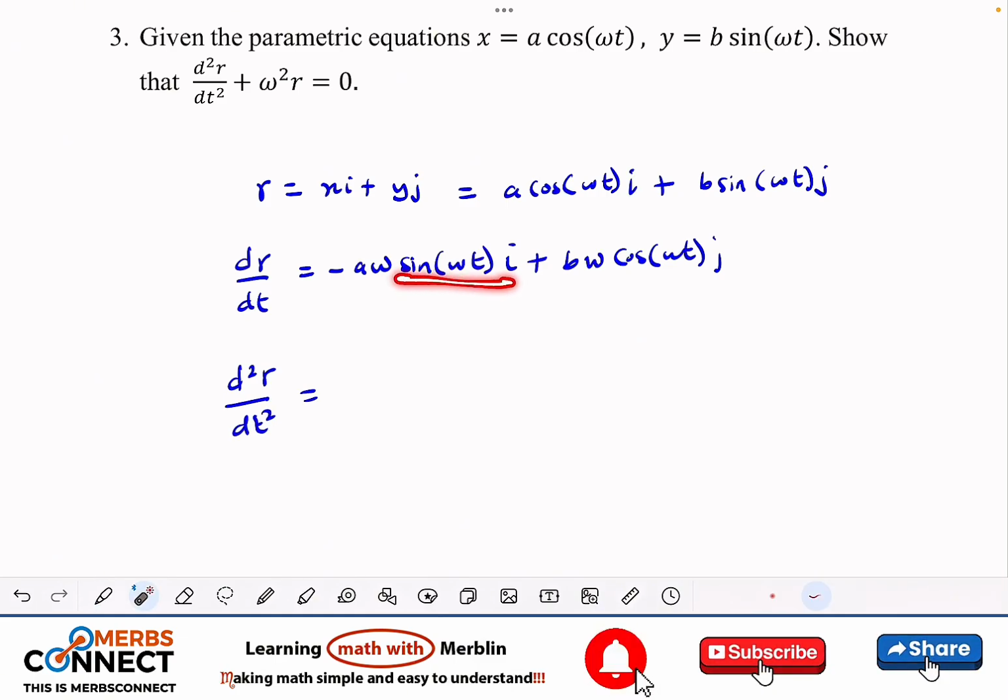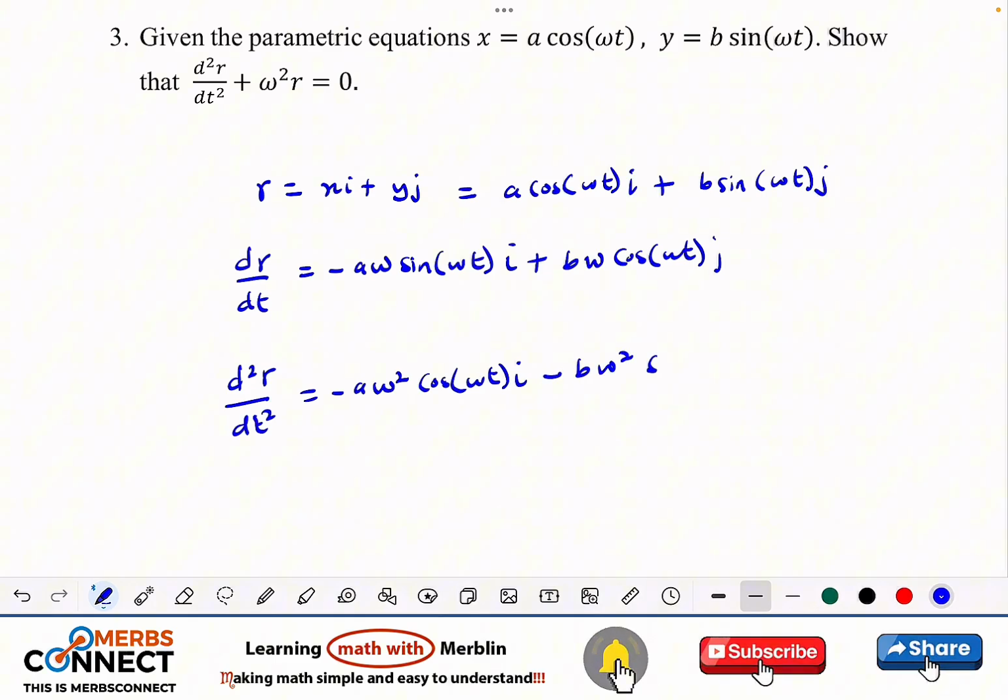Then since we need the second derivative, which is the acceleration, I will differentiate it again. So now let's differentiate this one again. When I differentiate sine, I'm going to get cos. So I'm going to have now minus a omega squared cos omega t i. But when I differentiate what is inside, I'll have omega. So when I multiply omega to omega, I have omega squared. Same will happen here when I differentiate. But now when I differentiate cos, I'll have minus. So now the sign here will change to minus b omega squared sine omega t j. So this is what I'm going to get for this.